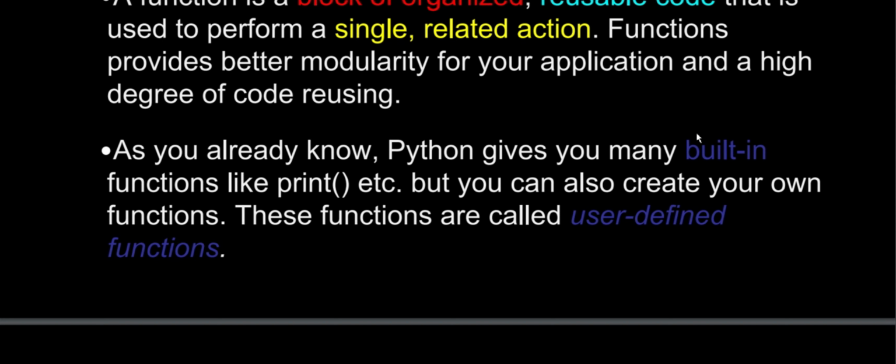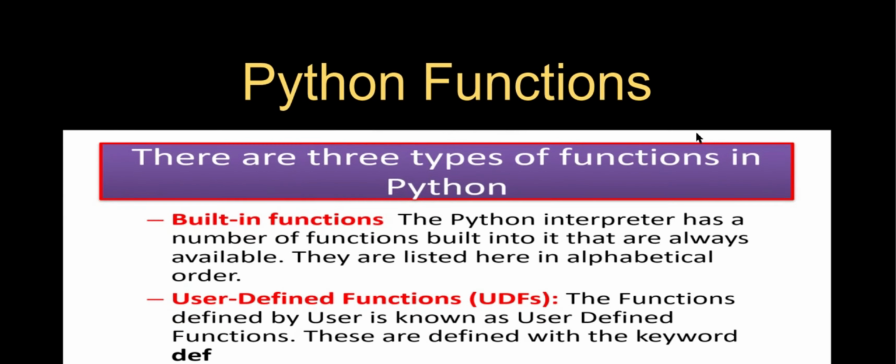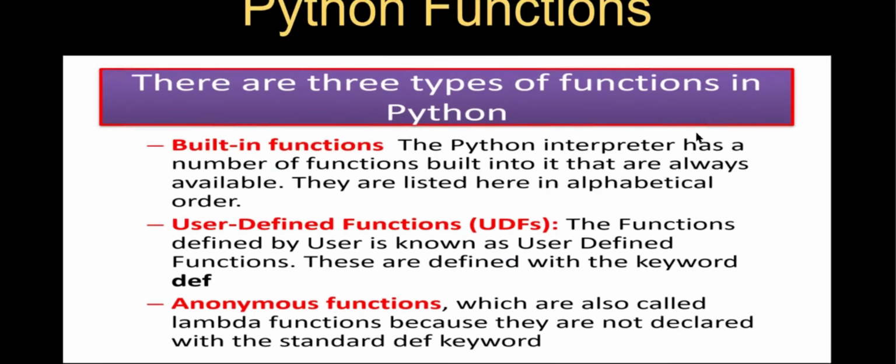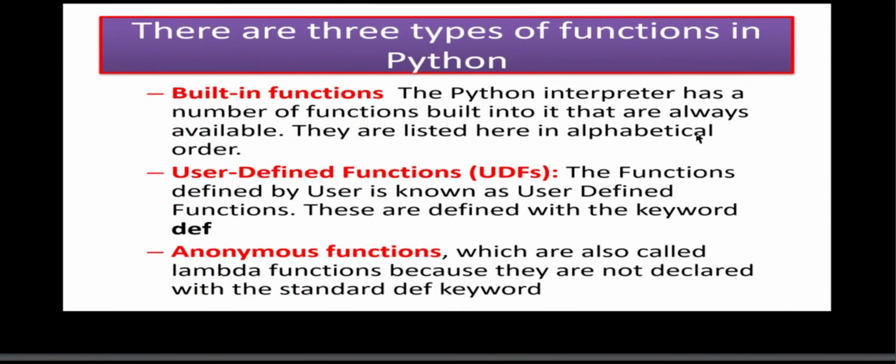The third one is anonymous functions. Okay, so Python functions, there are three types of functions in Python. Built-in functions: the Python interpreter has a number of functions built into it that are always available.